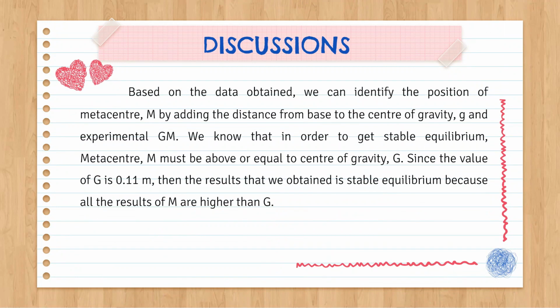Discussion. Based on the data obtained, we can identify the position of metacentre M by adding the distance from the base to the center of gravity G and the experimental GM. We know that in order to get stable equilibrium, metacentre M must be above or equal to center of gravity G. Since the value of G is 0.11 meter, the result that we obtain is stable equilibrium because all the results of M are higher than G.